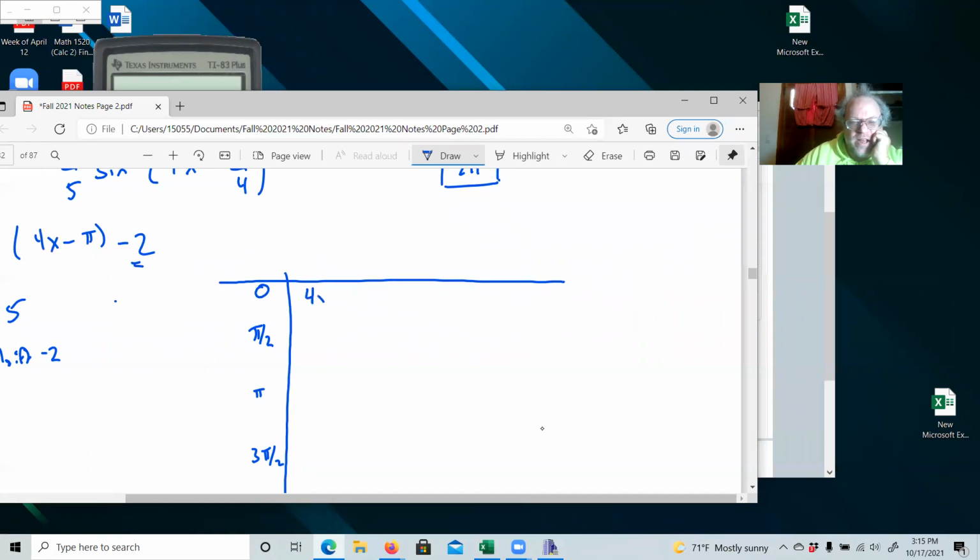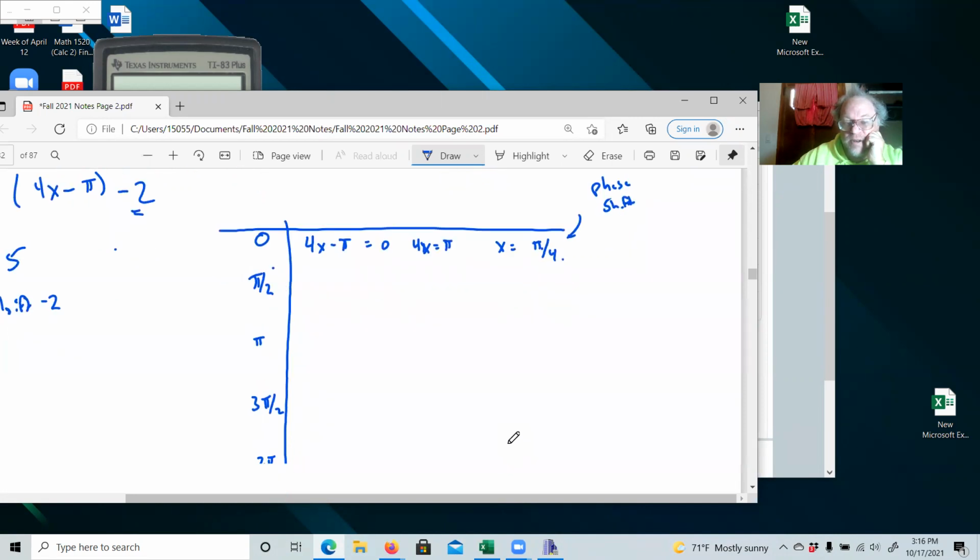So this is 4x minus pi equals 0. So 4x equals pi, x equals pi over 4. There's my phase shift. Where would you like to start? I'd like to start at 0. Where did I start? Pi over 4.